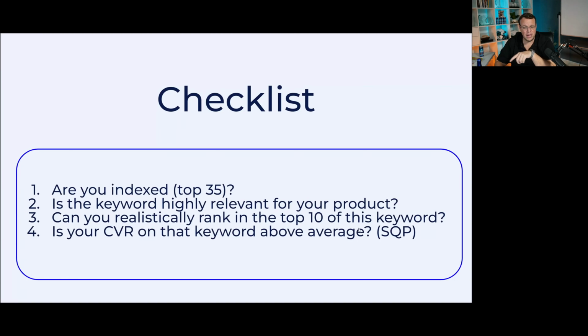Can you realistically rank in the top 10? This is going to depend on how specific this keyword is. So is the keyword highly relevant? What's the buyer intent of this keyword? Is someone just getting information? Are they browsing for a lot of different types of products? Are they looking for a different style, different design, different quantity, different pack, different whatever? Or are they looking for your product? Are they looking for what you're selling? And how likely are they to buy exactly what you're selling based on what they searched?